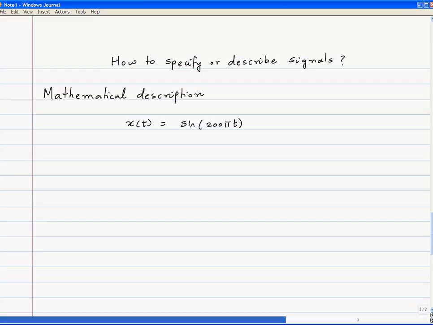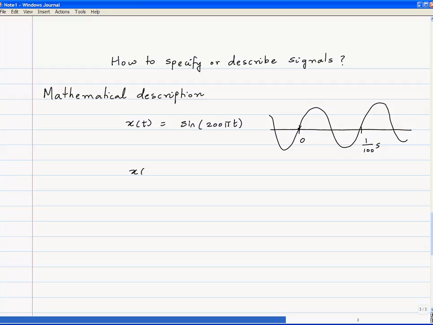When I say this, then you can find the value of x of t for every value of time. And you could also sketch this signal if I asked you to. You could sketch the signal for all values of time. This would be a signal that goes like this. So this is time t equal to 0, and this is time 1 over 100 seconds, because this is a sinusoid of frequency 100 hertz. So the time period must be 1 over 100 seconds.